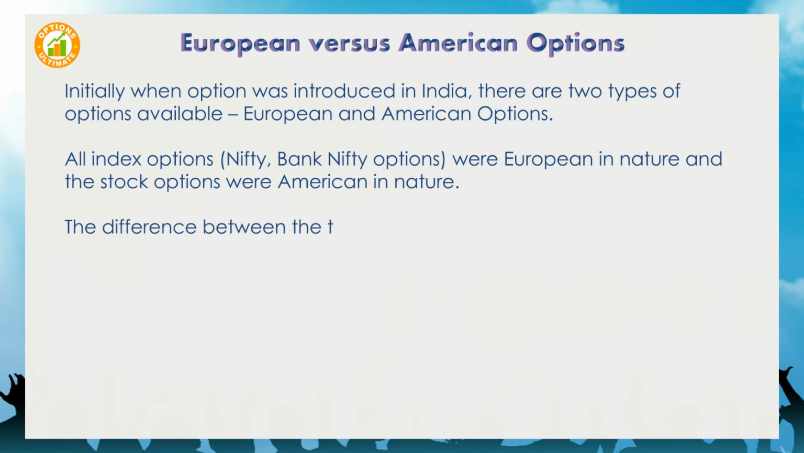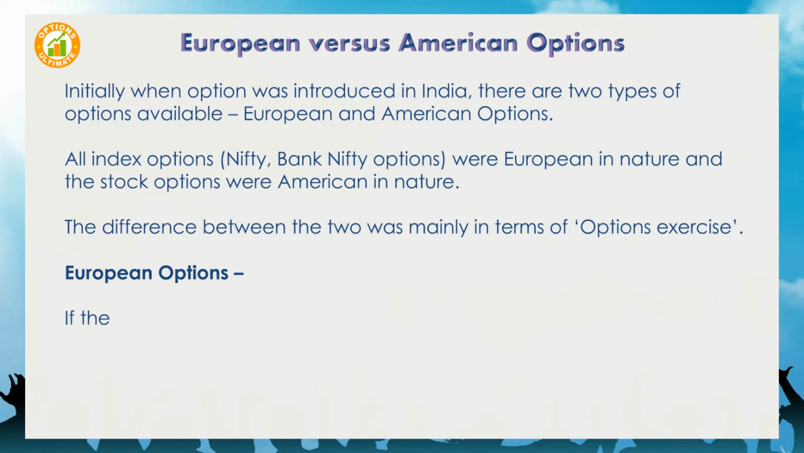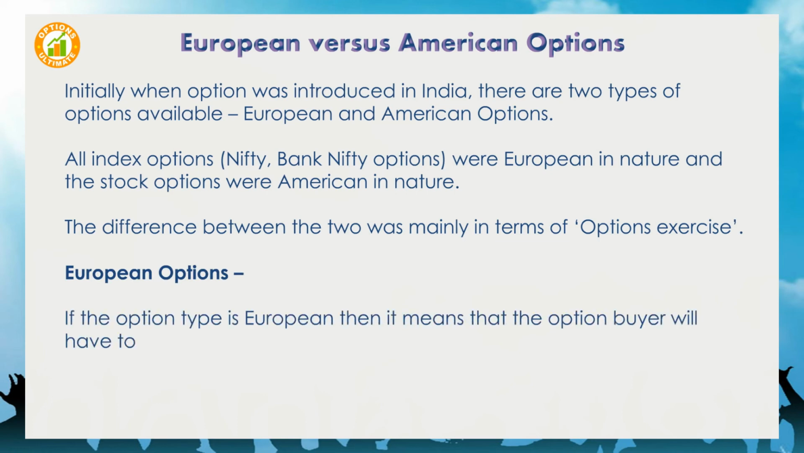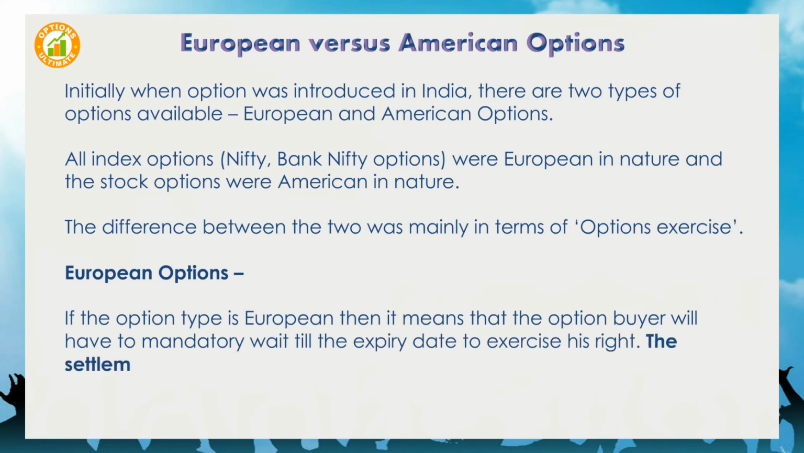The difference between the two was mainly in terms of options exercise. If the option type is European, then it means that the option buyer will have to mandatorily wait till the expiry date to exercise his right. The settlement is based on the value of the spot market on expiry day.